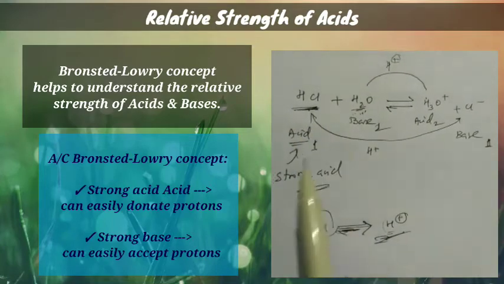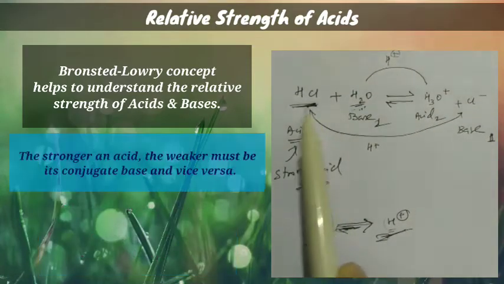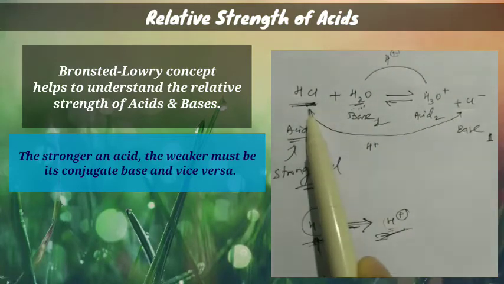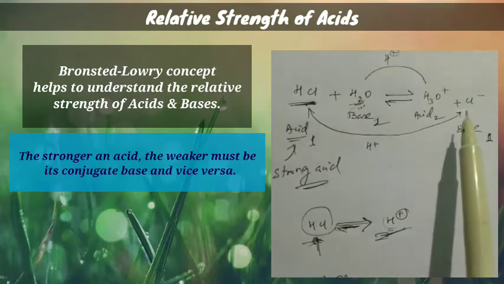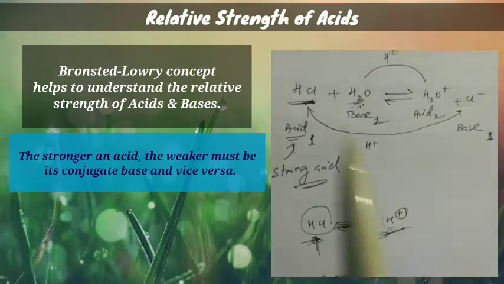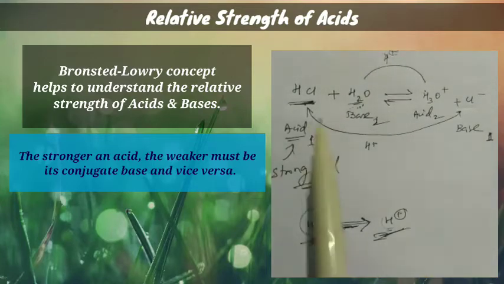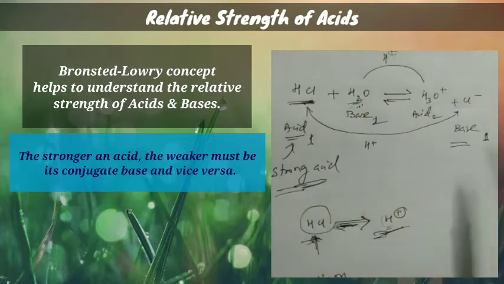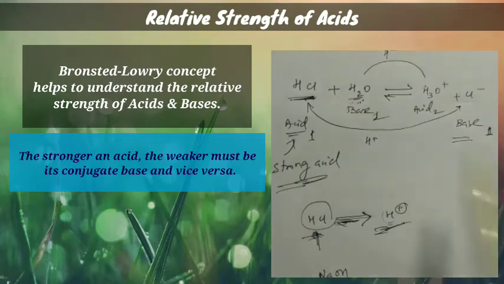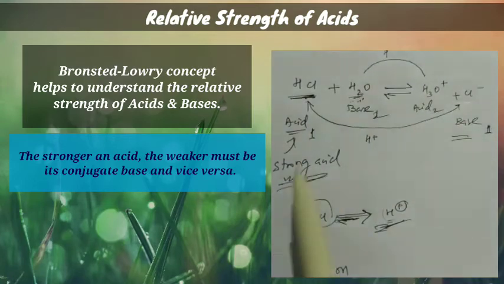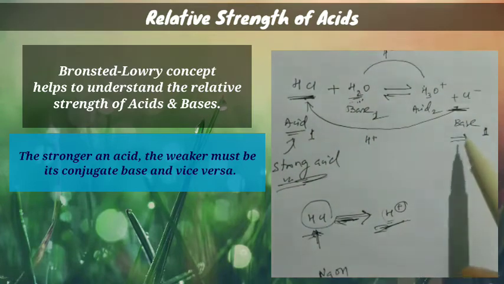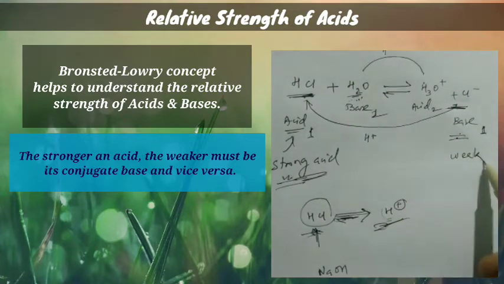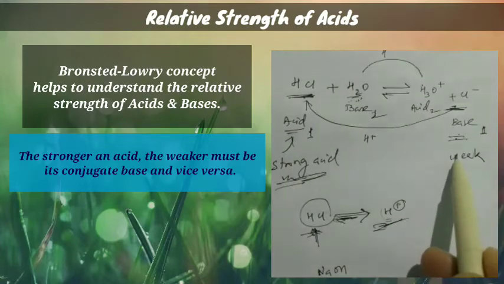This concept is very important. This one and this one are related; they are a conjugate acid and base pair. If one of the conjugate pair is strong, then the other will be weak, clear. So if this acid is a strong acid, then the conjugate base of that acid will be weak. If it is strong, then it will be weak.